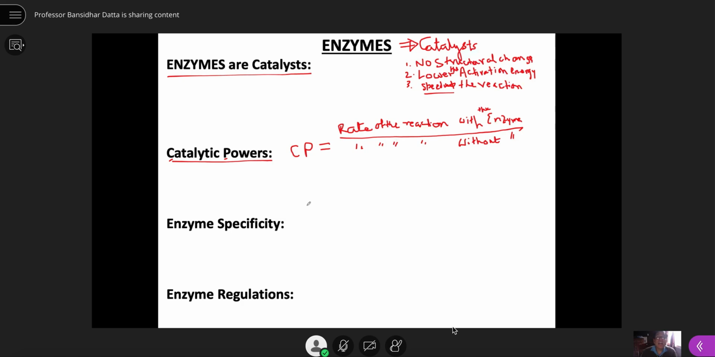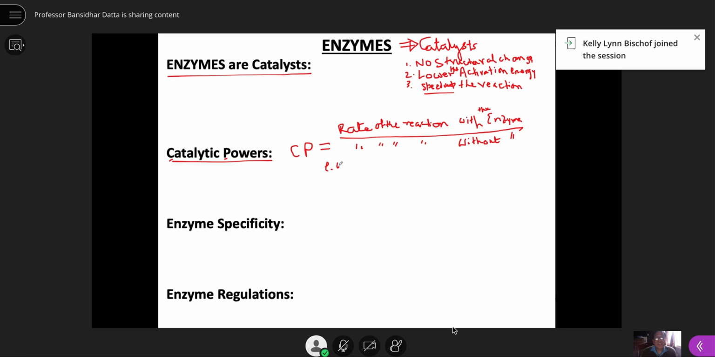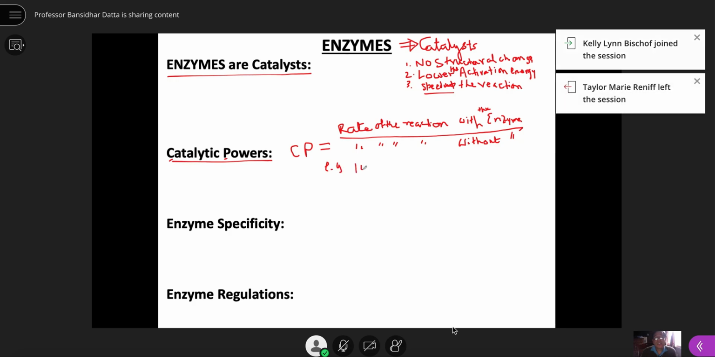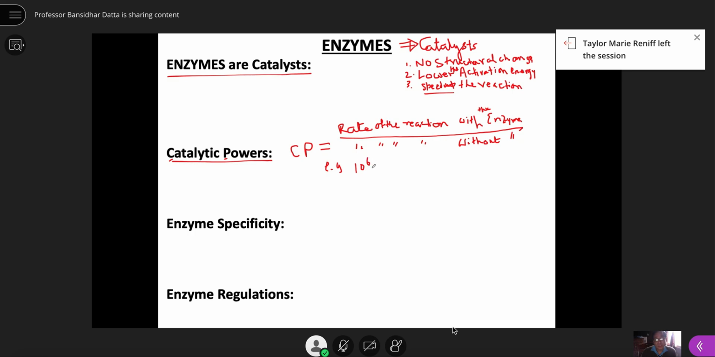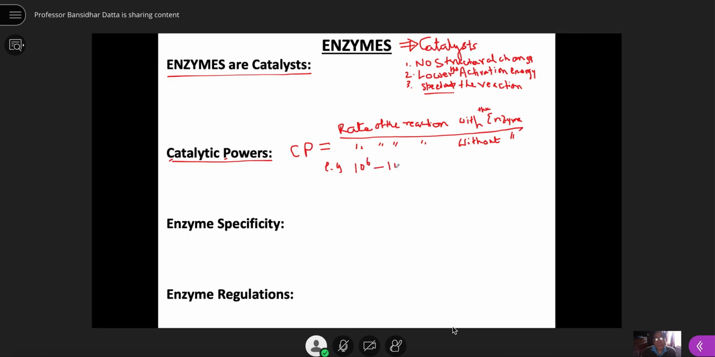And enzymes have a very high CP, the catalytic power. For example, many enzymes can have catalytic power from 10 to the power 6 to 10 to the power 28 order of magnitude. Very, very high speed, high catalytic power. All enzymes can perform at a very, very high speed, and that defines the catalytic power. Catalytic power is the rate of the reaction with the enzyme divided by the rate of the reaction without the enzyme. An example is like this.